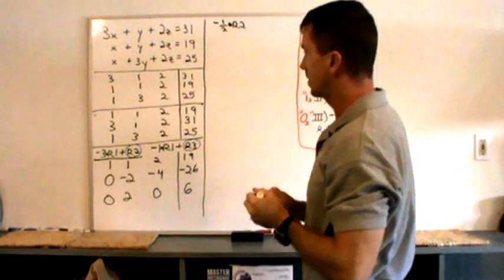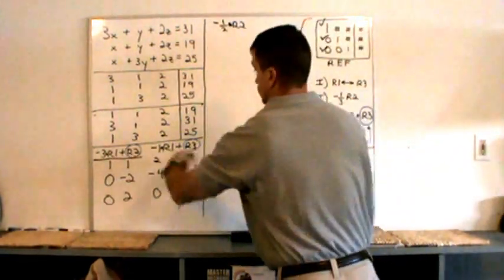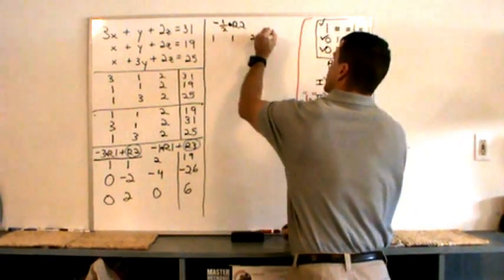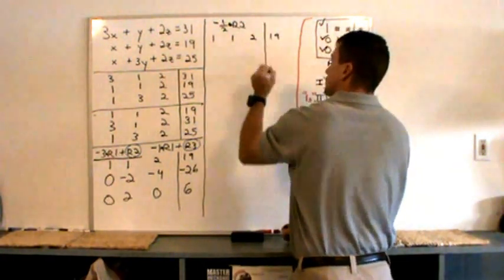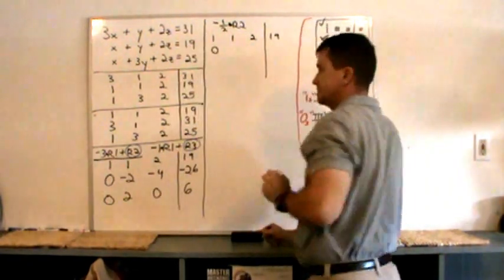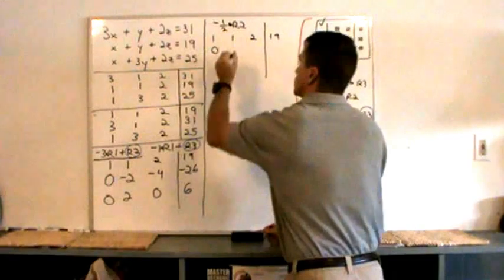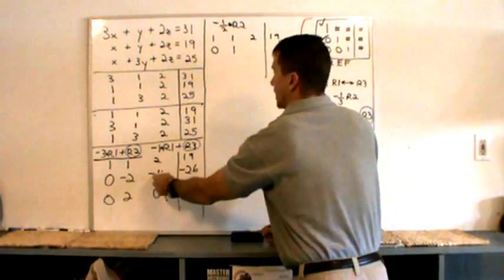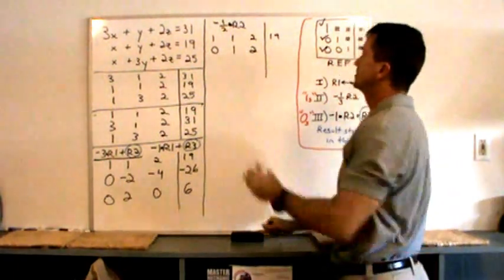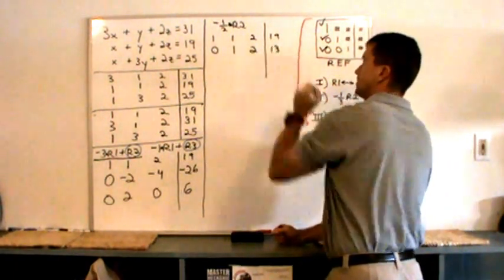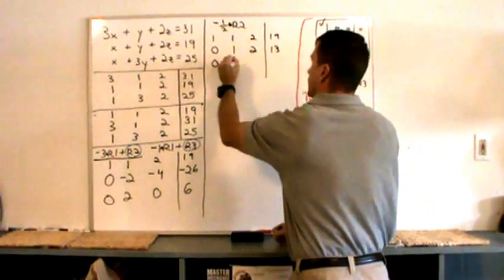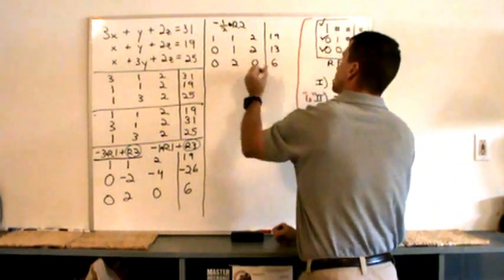And it's going to change each one of the values in row 2. So row 1 stays the same: 1, 1, 2, 19. Now row 2 is going to change. Negative 1/2 times a 0 is a 0. Negative 1/2 times a negative 2 is a 1. Negative 1/2 times a negative 4 is a 2. And negative 1/2 times a negative 26 is a 13. Okay. And we didn't do anything to row 3, so I'll rewrite that.